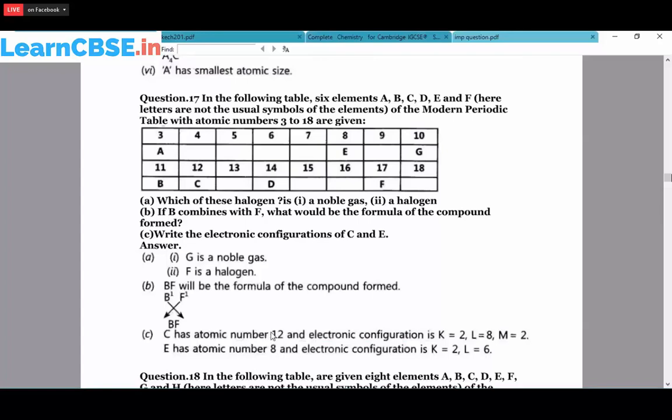So the C has the atomic number 12 and the electronic configuration is, so the first shell is K. So K will occupy the two electrons. The second shell we call it as L. So the L will occupy the 8 electrons. The third shell will occupy the 2 electrons. Then E has the atomic number 8 and the electronic configuration is 2, 6. So the first shell is K, so it will occupy the 2 electrons. The second shell is L, so it will occupy the 6 electrons.